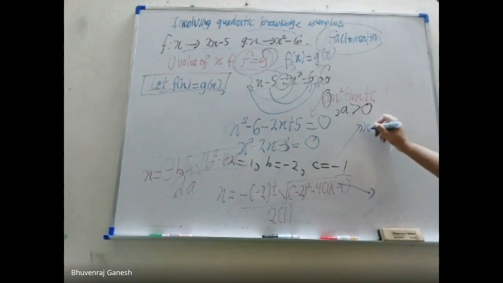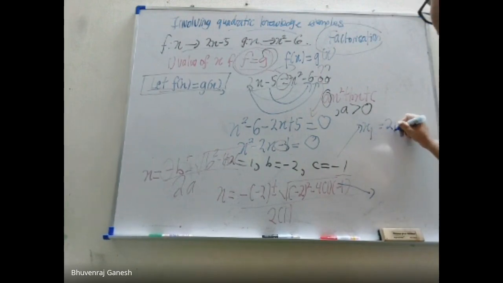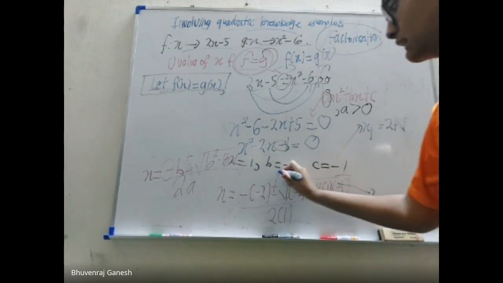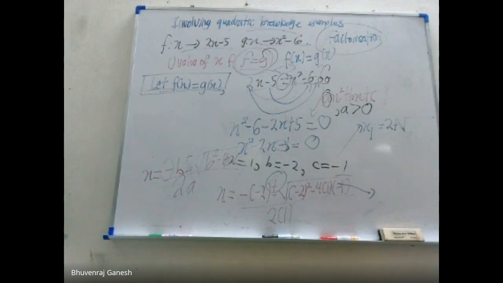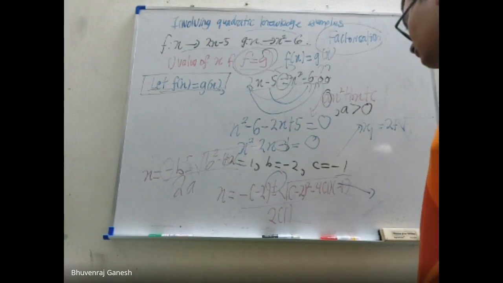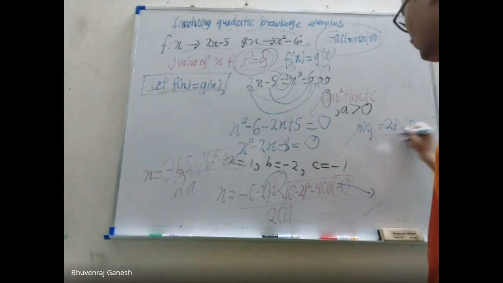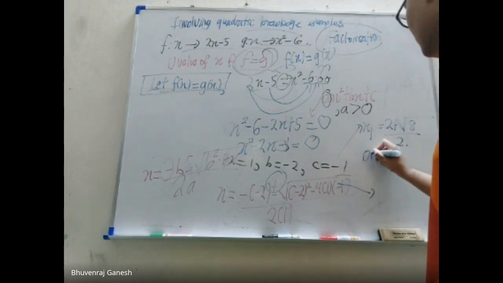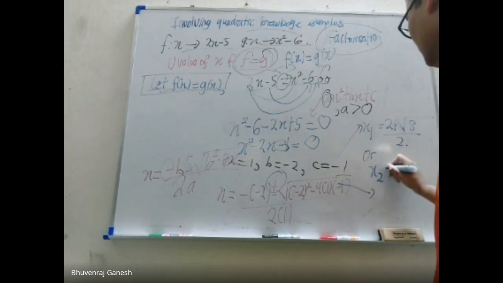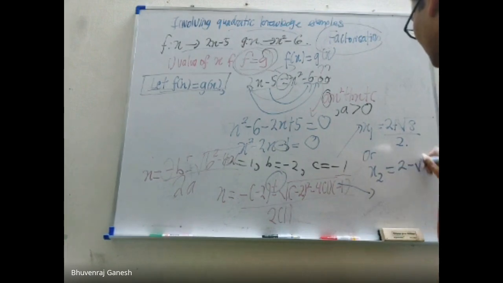So x1 can equal to 2 plus square root. I take the plus first. So 4 minus negative 4. So you will get 8, square root 8 over 2. Or your x2 will equal to 2 minus square root 8 over 2.